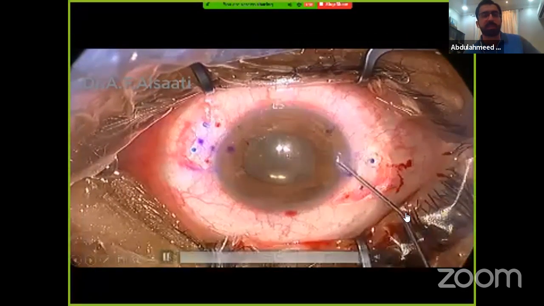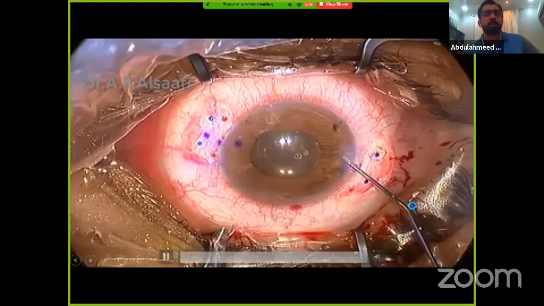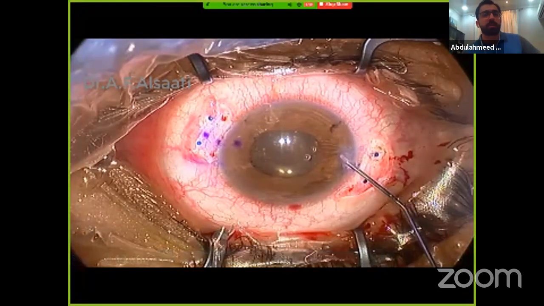And the wound was finally hydrated, and intracameral ciprofloxacin was given also.